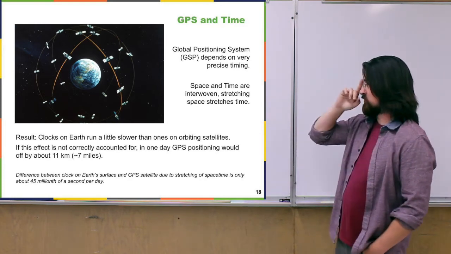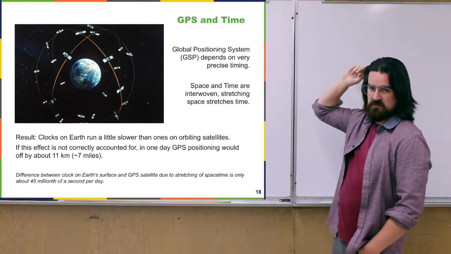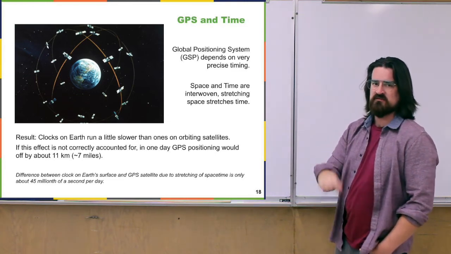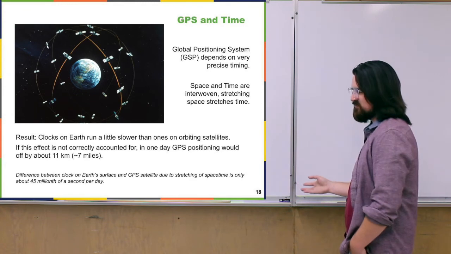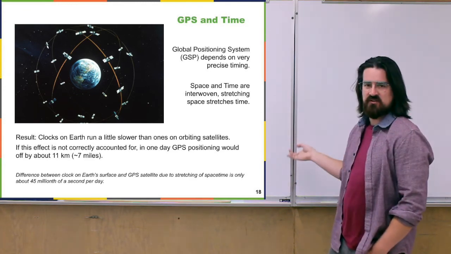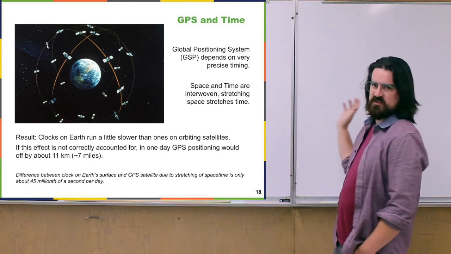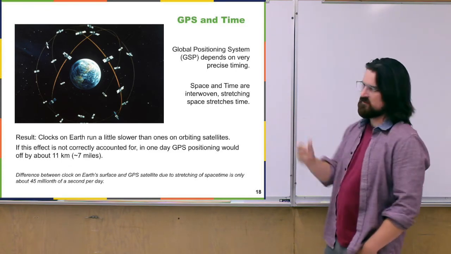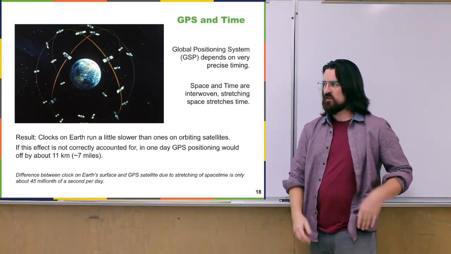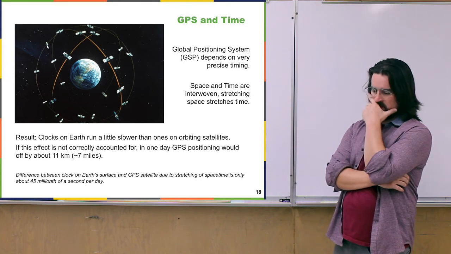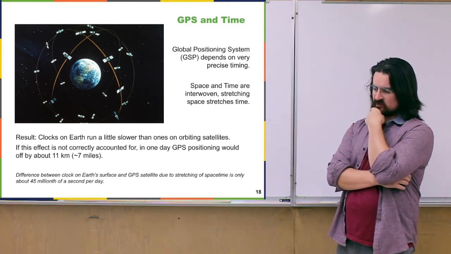that adds up over the span of a day between the GPS satellite and a clock here on the surface of the Earth. So it's not that much, but the effect is quite large. If we didn't account for it, GPS would be useless. If we do account for it, GPS works just great. So that's another nice confirmation of Einstein's theory of relativity.